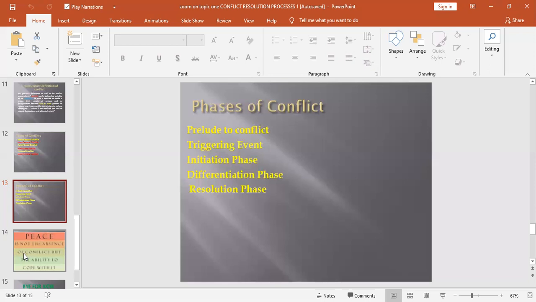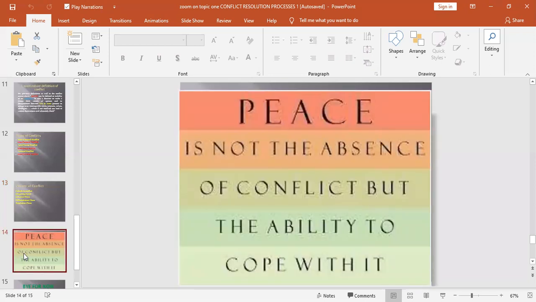So this resolution phase is what will lead us to our next lesson, which is insight into conflict resolution and processes. So we have come to the end of the class, but before I leave, I will leave you with these few words. It says, peace is not the absence of conflict, but the ability to cope with it. So peace does not mean that there's no conflict. There must be conflict. But how do you cope with it? How do you handle it? Is what matters. It's what leads to peace.